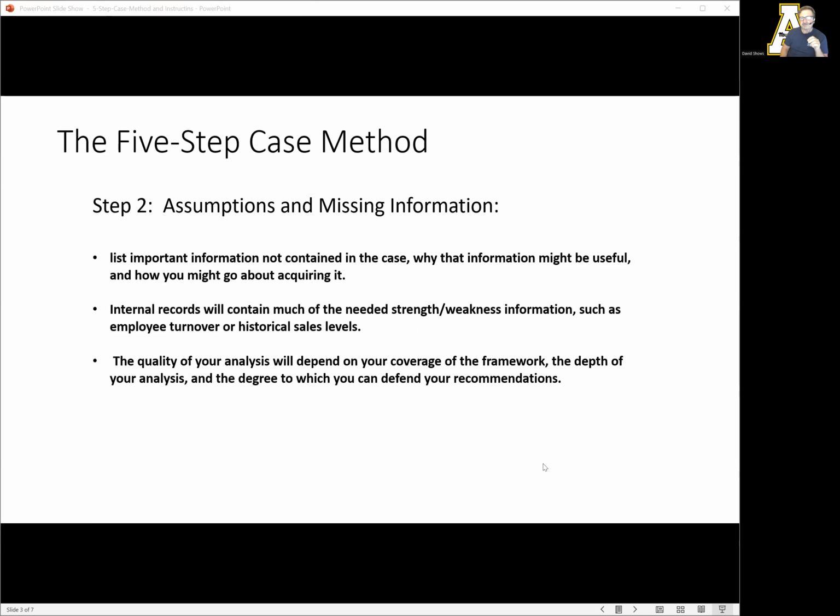Remember that internal records will contain much of the needed strength and weakness information, internal ones, such as employee turnover or sales levels. The quality of your analysis finally will depend on the coverage of the framework, the depth of your analysis, and the degree in which you can defend your recommendations. Dig, find as much information as you can, and understand some you'll have to throw away, but there will always be a nugget that you'll need to keep.